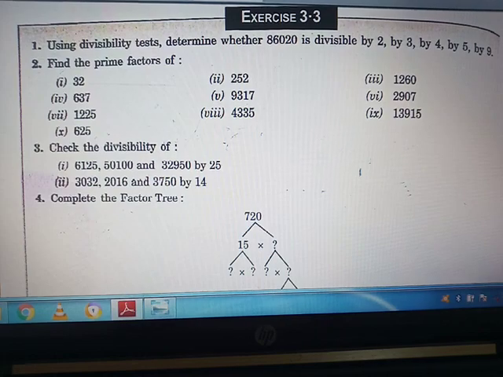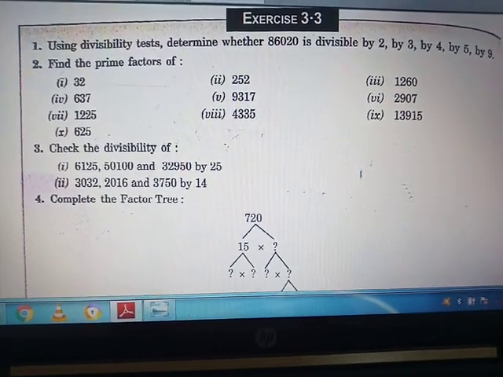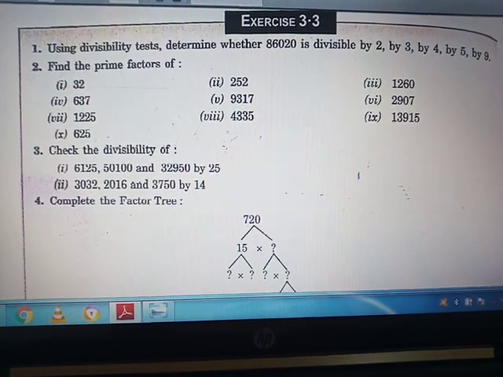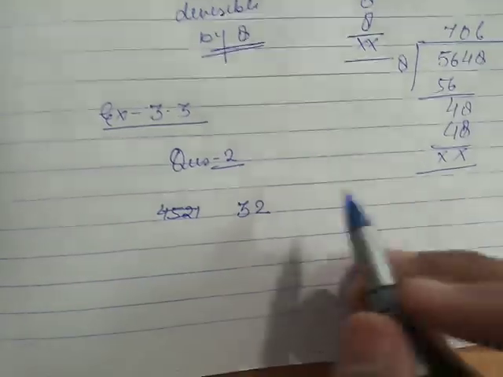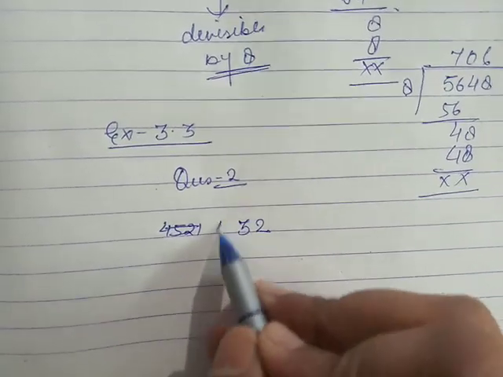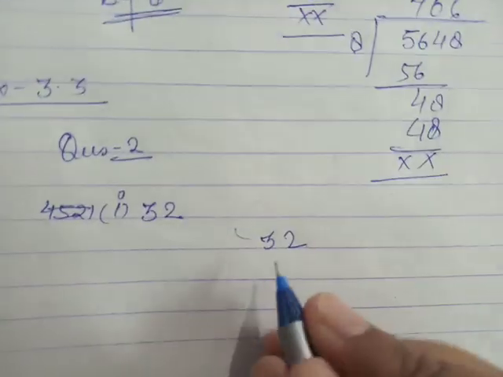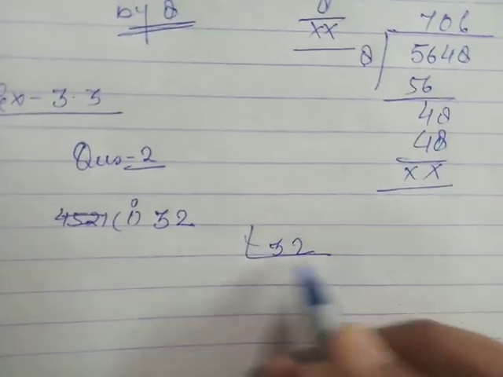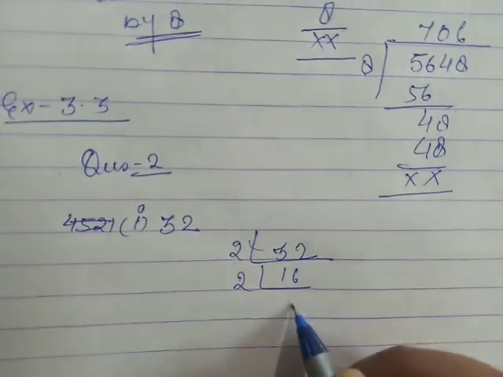Question number 2, find the prime factors of. You have to find the prime factor of these numbers, 32. Let's see with an example. What you will do, the first part of the question is 32. You will write 32 and just 2, 16, 2, 8.